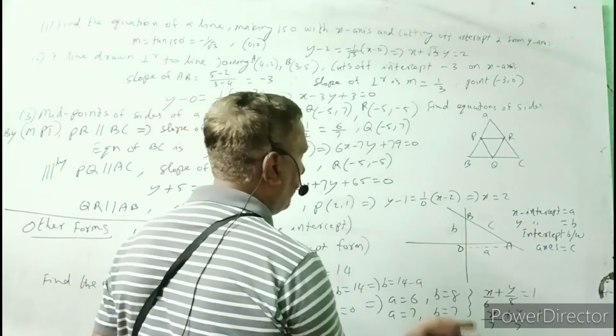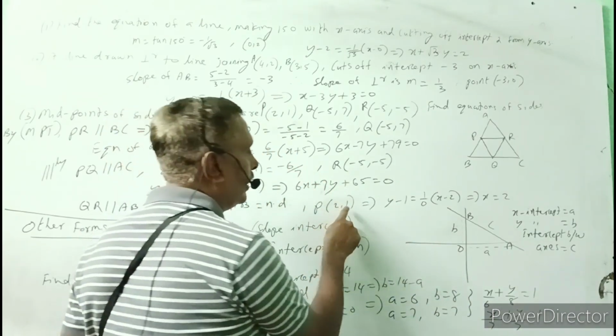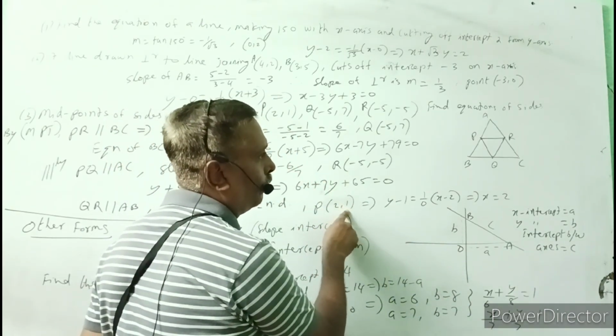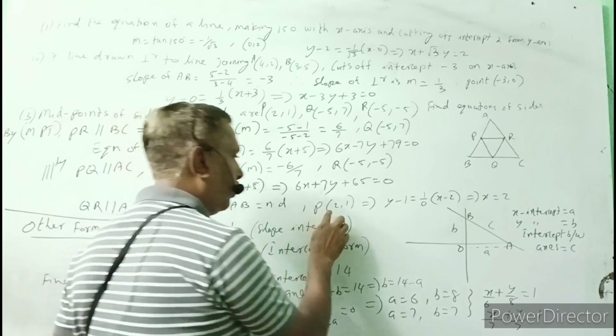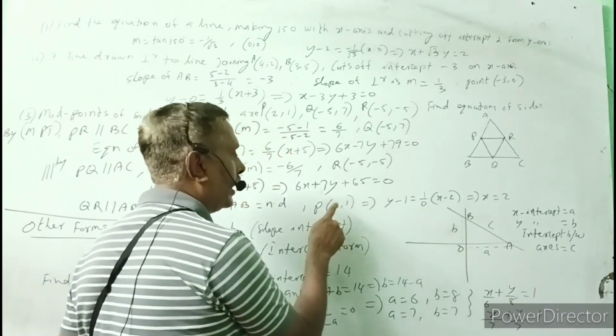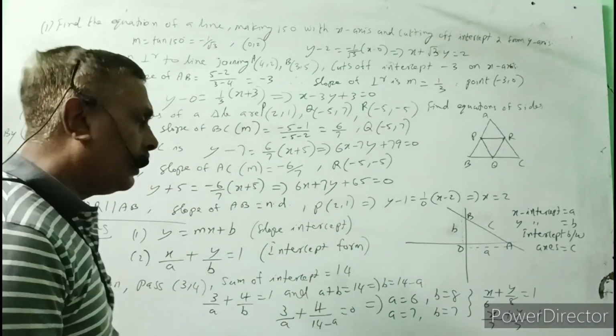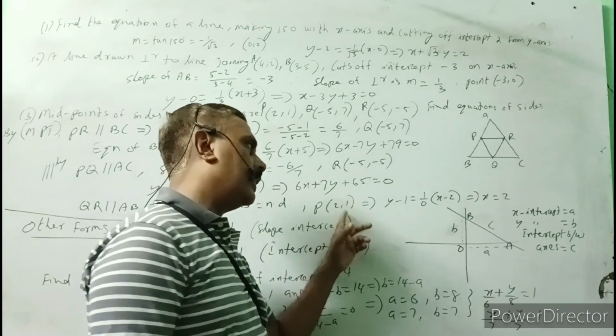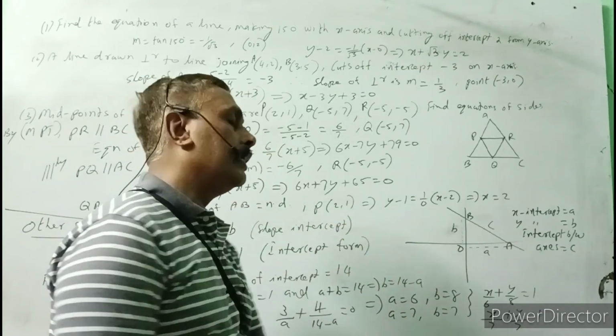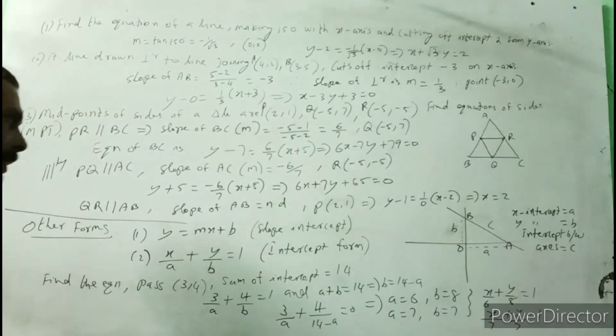Similarly, if the line is parallel to the x axis, then the equation is y equal to the y coordinate, y equal to 1. Since this line is parallel to the y axis, x equal to 2 is the equation. If the same line were parallel to the x axis, then y equal to 1 would be the equation.